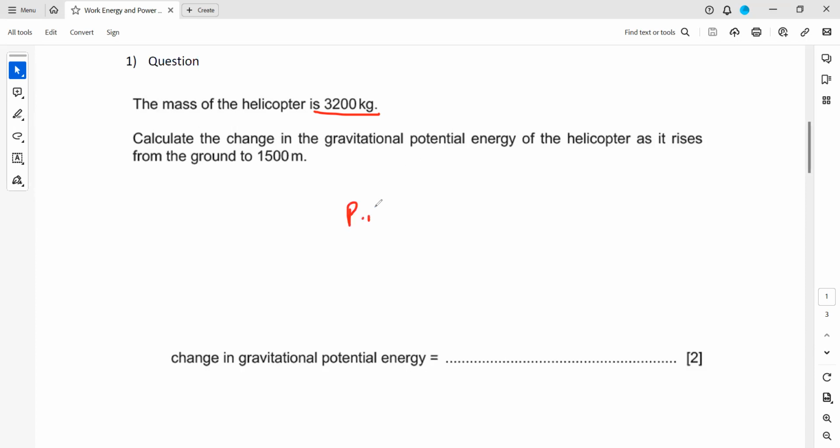So if you need the gravitational potential energy, it is mass into gravity into change in the height. Mass should be in kilogram. If it is in gram, we convert into kilogram. Gravity, we take 9.81. And the change in the height is 1,500 meter, it rose above.